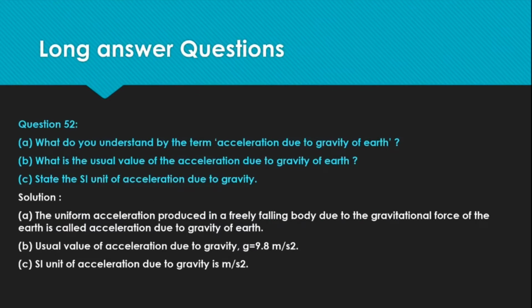So the next question is, what do you understand by the term acceleration due to the gravity of Earth? What is the usual value of the acceleration due to gravity of Earth? And state the SI unit of acceleration due to gravity. So the first part is: the uniform acceleration produced in a freely falling body due to the gravitational force of Earth is called acceleration due to gravity of Earth.